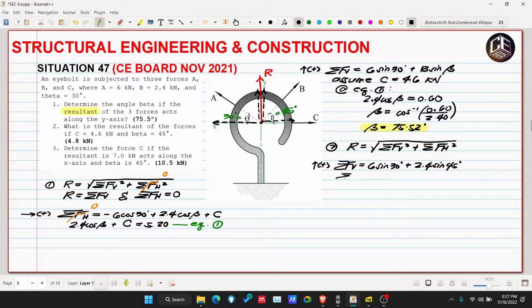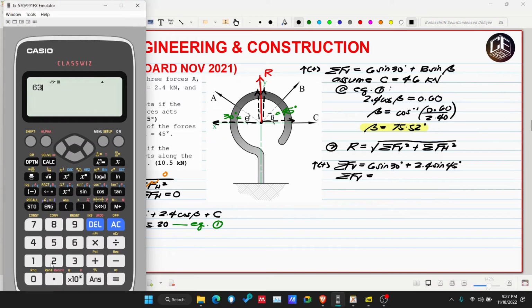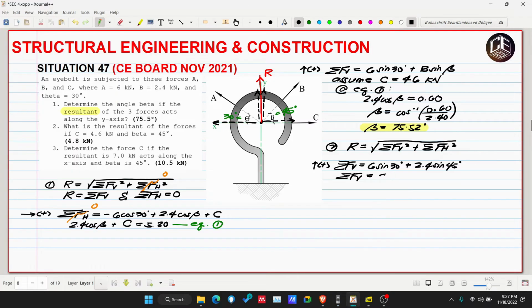Okay, so we get the summation of FB: 6 sine of 30 degrees plus 2.4 sine of 45 degrees. So, 4.70. Positive, no? We got a positive, so 4.70 kilonewton. Since it is positive, it means the upward forces govern here.